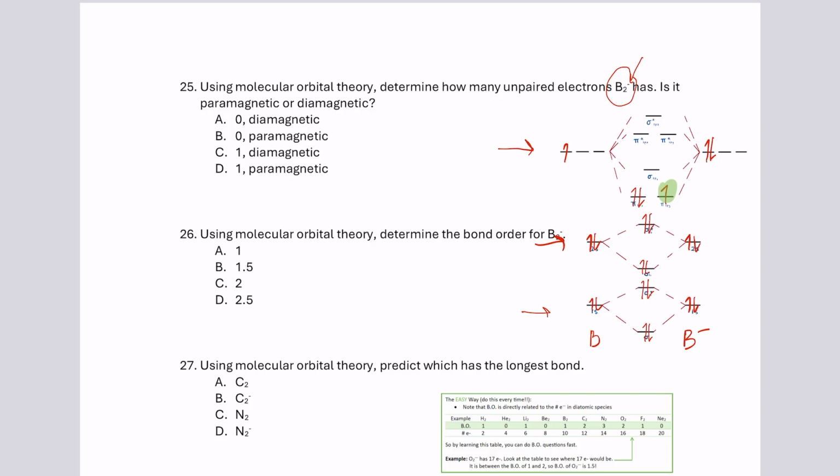So the correct answer for 25 is going to be D. There is one unpaired electron, and it is going to be paramagnetic. Let's move on to problem 26.